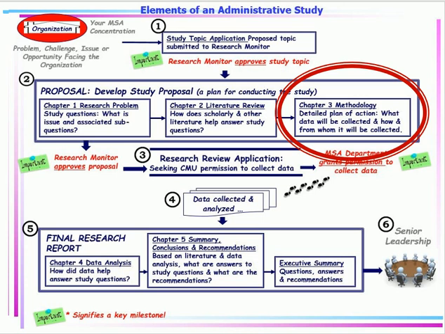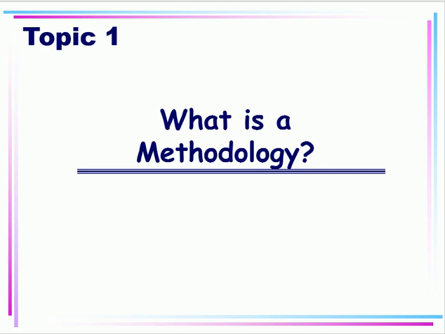So if you take MSA600, you'll continue on and you'll actually ask the MSA department for permission to collect data once your proposal is approved. You'll collect your data, you'll analyze it, and you'll write Chapter 4 and Chapter 5, and you'll add an executive summary. And instead of calling what you wrote in this class a proposal, you'll call it a final research report. So anyway, that's the process. It's the process that all researchers use. And we're here to talk about the methodology today, which is Chapter 3 in a research proposal.